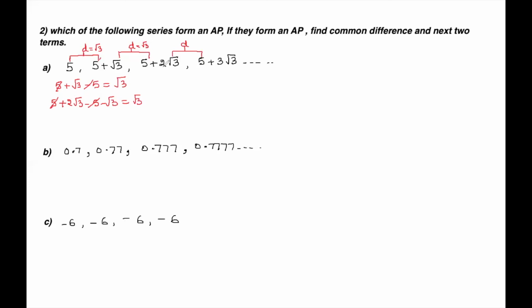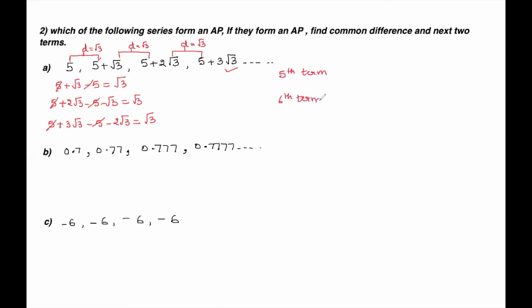Now we'll do it using the third term and the fourth term. So it would be 5 plus 3 root 3 minus 5 and minus 2 root 3. Again 5 and 5 got deducted and we have got the answer as root 3. So again the common difference here is root 3. So yes, we can say that this series is an AP, right? Now we need to find the next two terms. We already have the first, second, third, and fourth terms, so we will evaluate the fifth term and the sixth term.